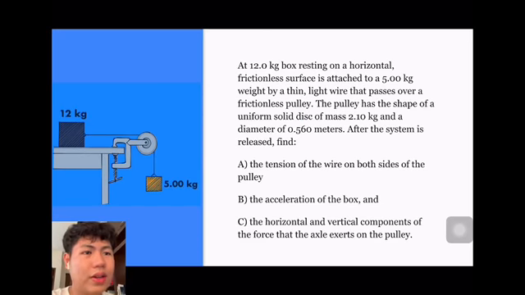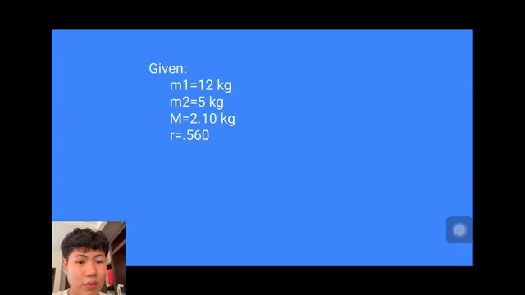A 12 kilogram box resting on a horizontal frictionless surface is attached to a 5 kilogram weight by a thin light wire that passes over a frictionless pulley. The pulley has the shape of a uniform solid disc of mass 2.10 kilograms and a diameter of 5.560 meters. After the system is released, find A, the tension of the wire on both sides of the pulley, B, the acceleration of the box, and C, the horizontal and vertical components of the force, right?